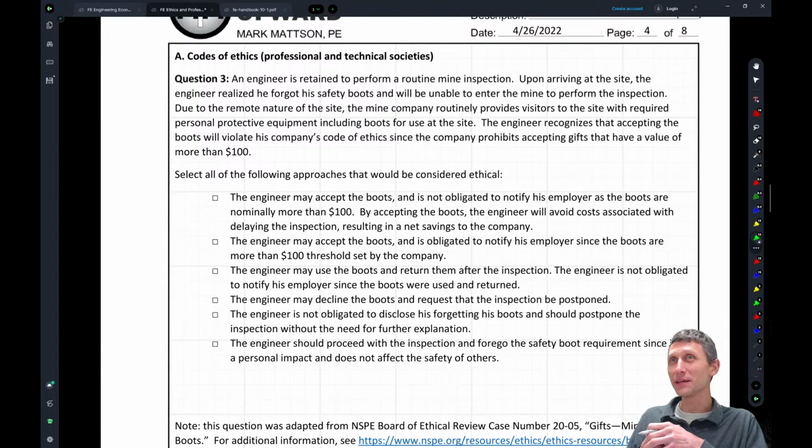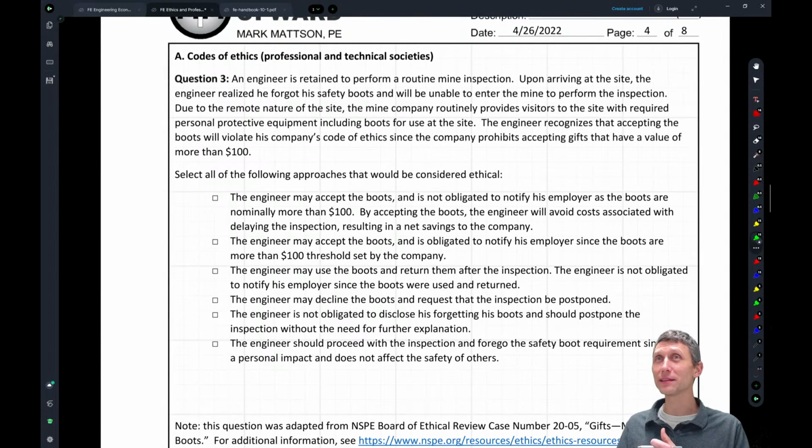This actually is based on an NSPE case that came up. What happened was there was an engineer retained to perform a routine mine inspection. Upon arriving at the site, the engineer realized he forgot his safety boots. No steel toe boots, but they're required on the site. You can't enter the mine without steel toe boots. Due to the nature of the remote site, the mine company routinely provides visitors with required PPE, including boots. So this is something that the mine is prepared for, and the engineer, though, recognized that accepting the boots will violate his firm's code of ethics, since his firm prohibits accepting gifts that have a value of more than $100.